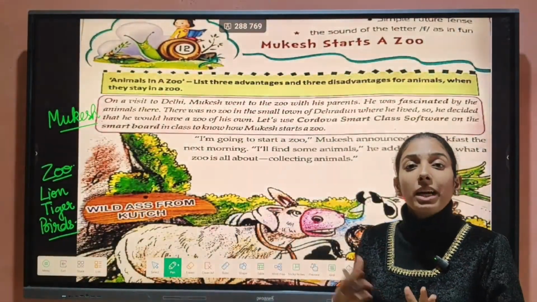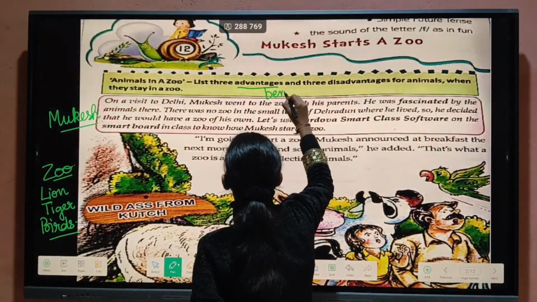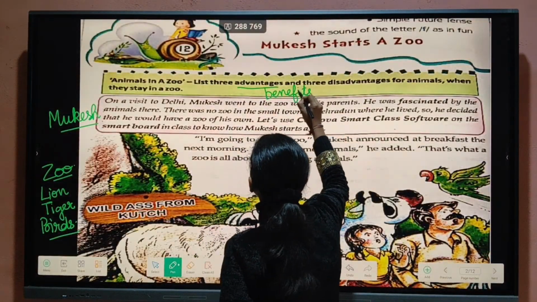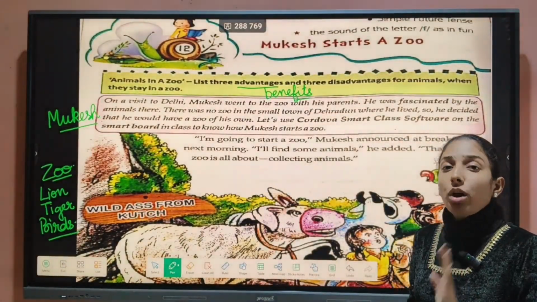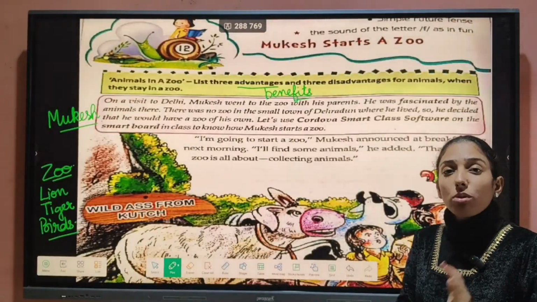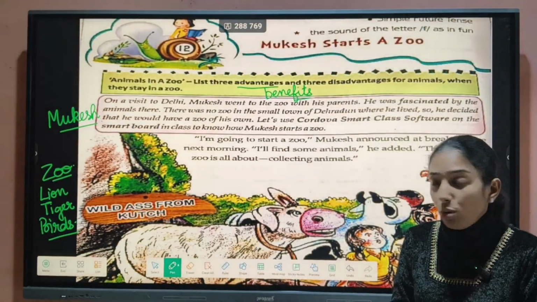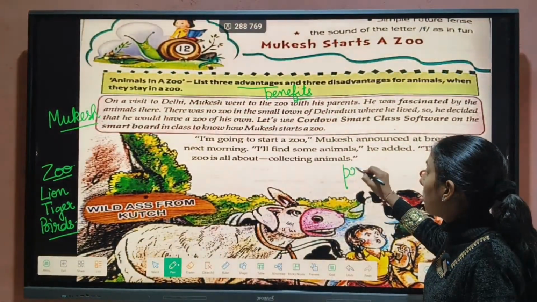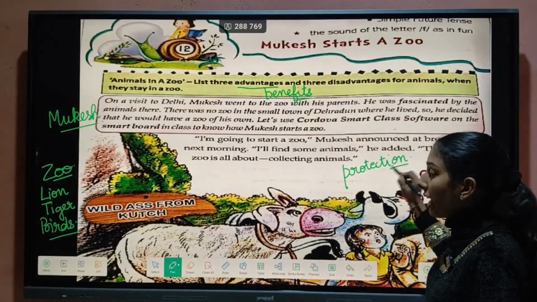So, what are the advantages? Advantages means benefits. Do you think that a zoo will help the animals? You have to list any 3 advantages. So try to think about it, beta. If any animal is kept in a zoo, it means we are protecting that animal. So it can be used for its protection.